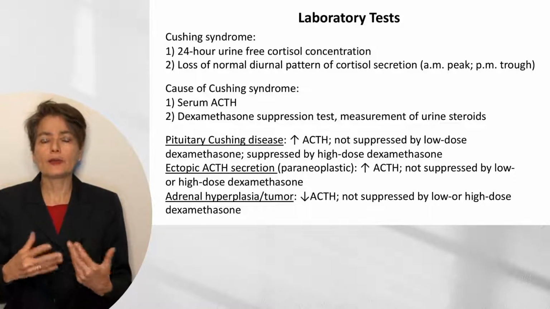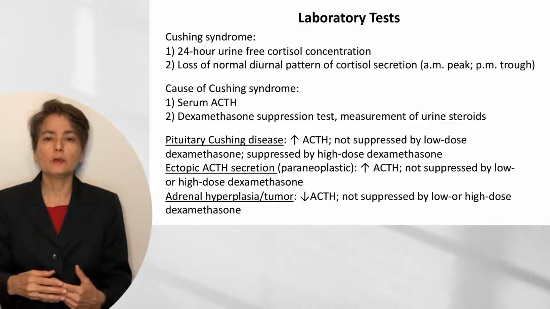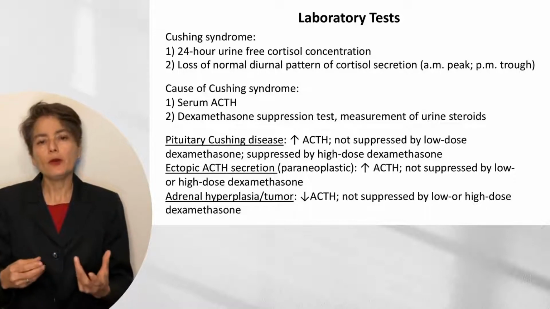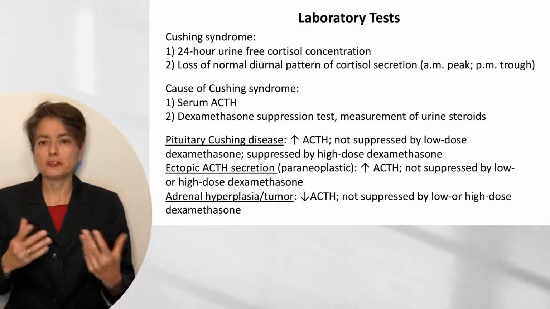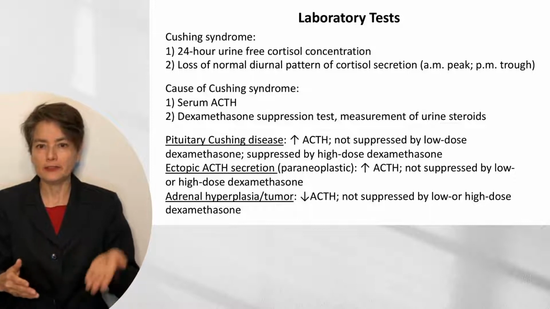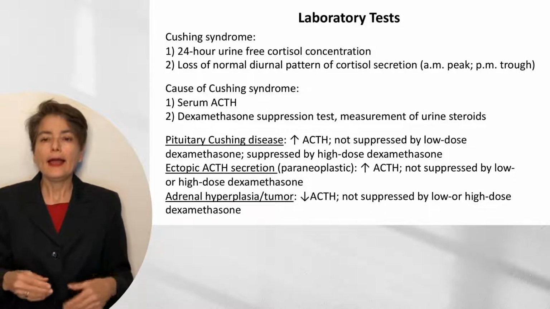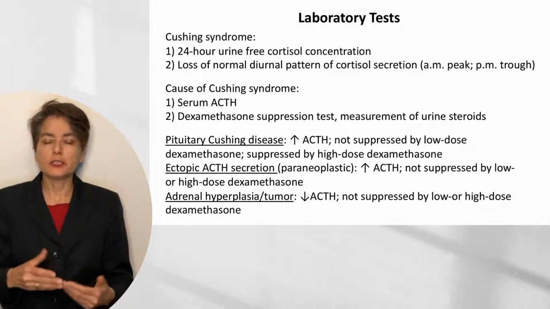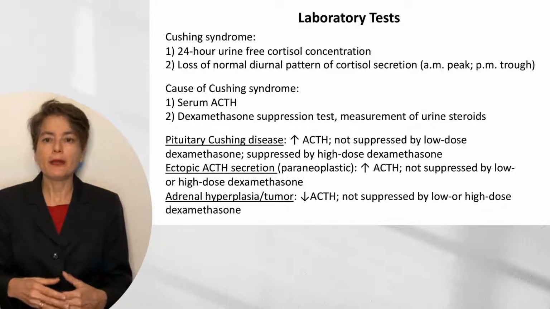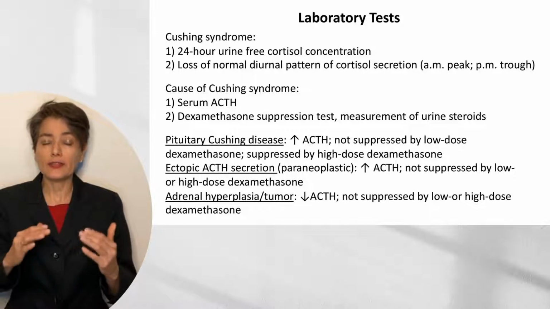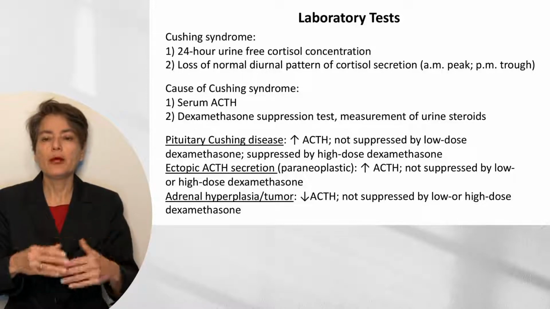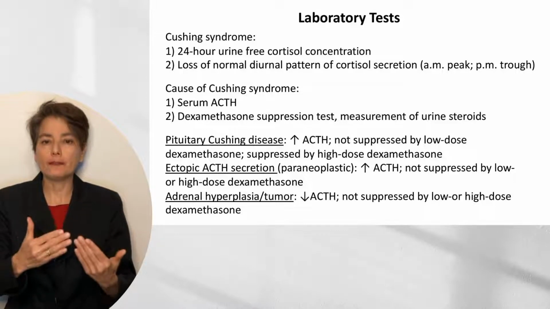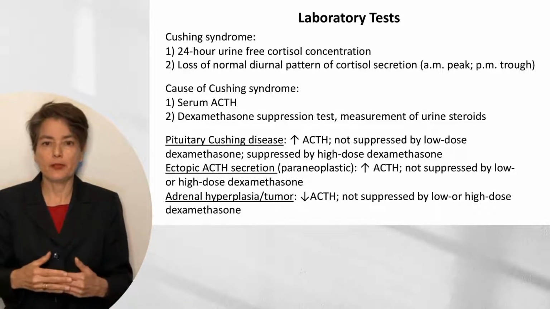So let's look at 3 examples of Cushing syndrome and see how these tests help us to identify them. If you have a pituitary adenoma that's secreting ACTH, obviously your ACTH levels will be high. And if you give a low dose of dexamethasone, that will not be sufficient to suppress cortisol formation. However, if you give a high dose, that will be enough to overcome the pituitary and suppress it. So you'll get your feedback inhibition with high dose dexamethasone.